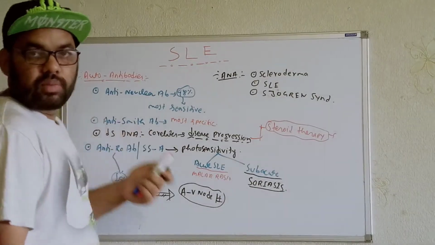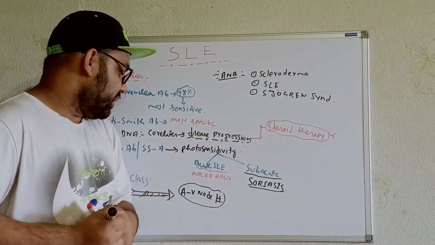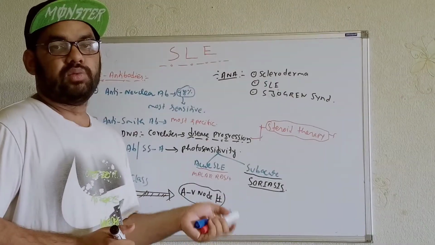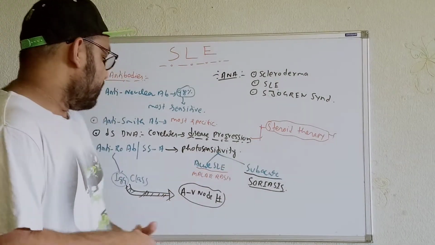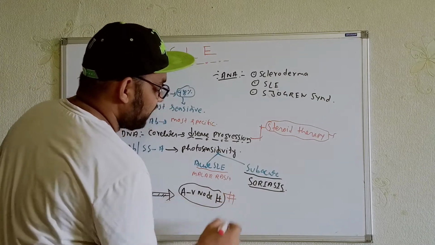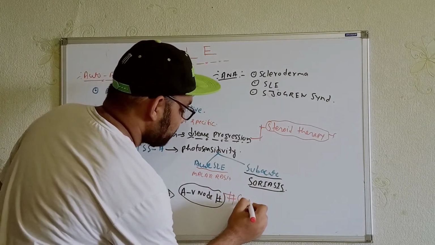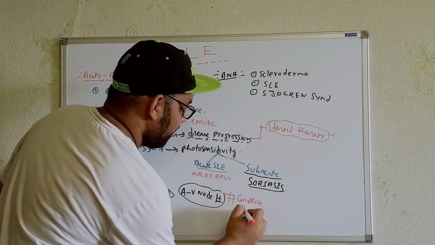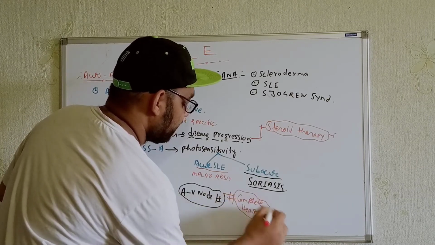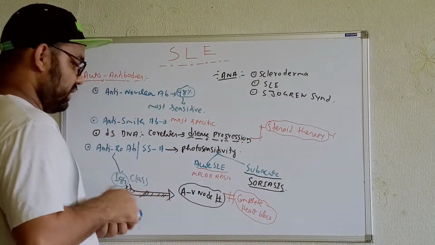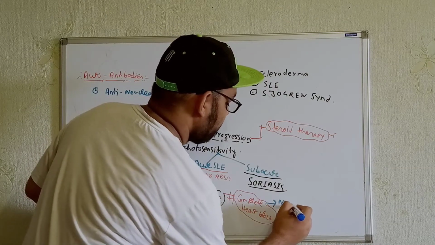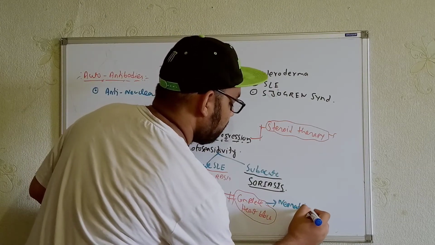And whenever the AV node is blocked, for the circulation or the heart pumping activity, only the SA node and the Purkinje fibers will be left over here, we can say the bundle of His. As a result, in these cases it will not be sufficient for the heart functions. So we will see over here the complete heart block. And whenever we see the complete heart block, this is known as neonatal lupus.